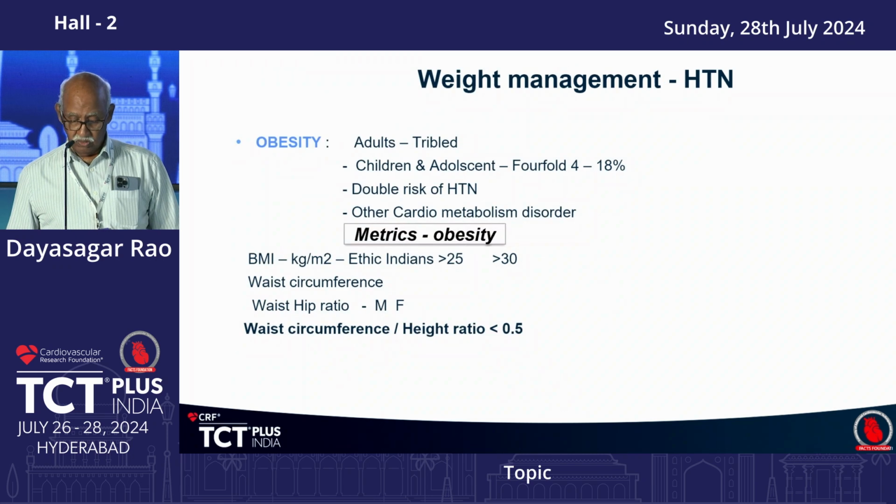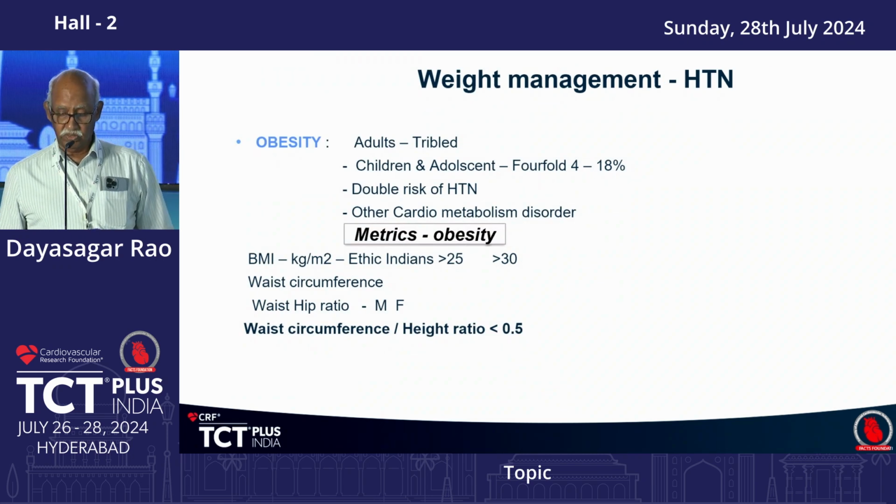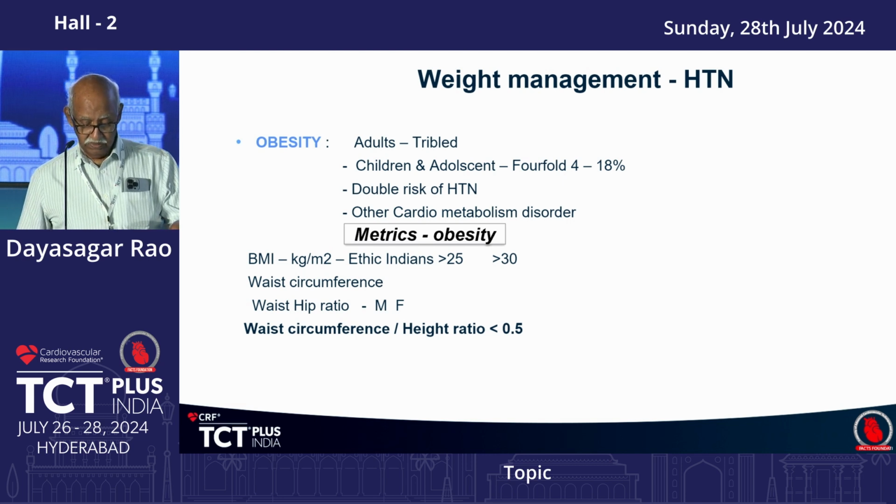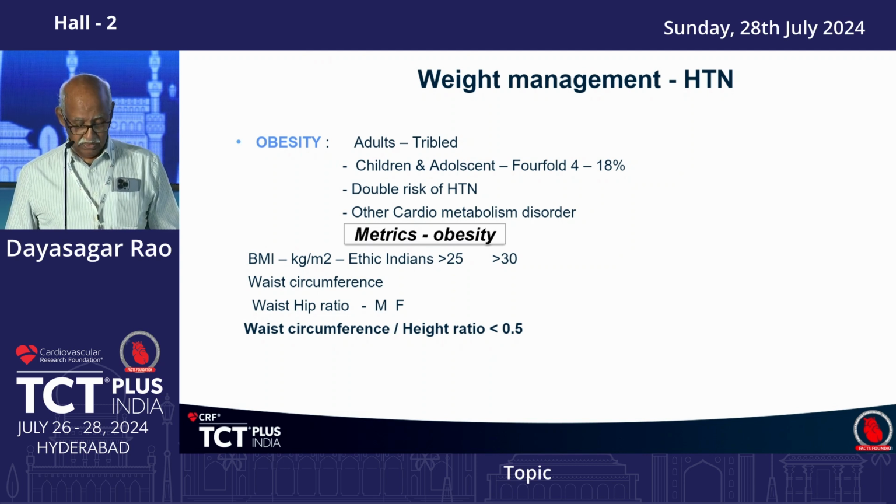I will not go into the details of each one because time does not permit me. But some of the things have come up as important, like weight management in hypertension. Does decreasing the weight really decrease the hypertension? Answer is yes. And obesity is increasing all over the world, including in our country. In adults, it has tripled. In children, it is almost fourfold. The presence of obesity really doubles the risk of hypertension. And not only that, it also increases the risk of other metabolic risk factors like diabetes.